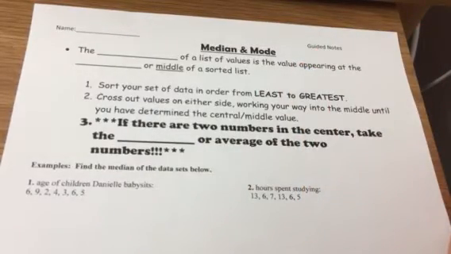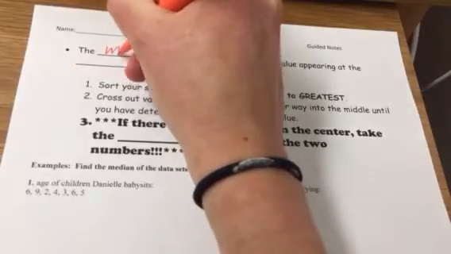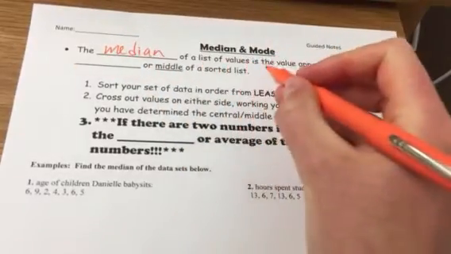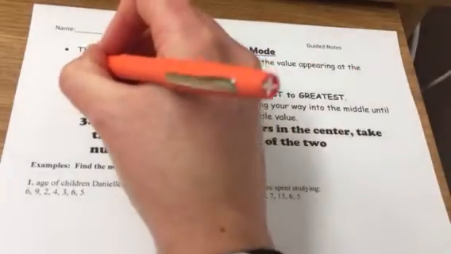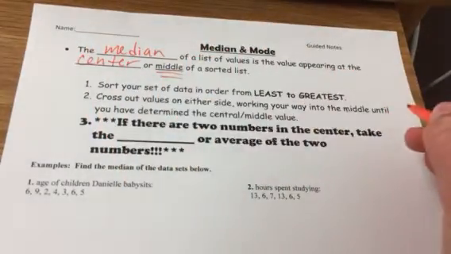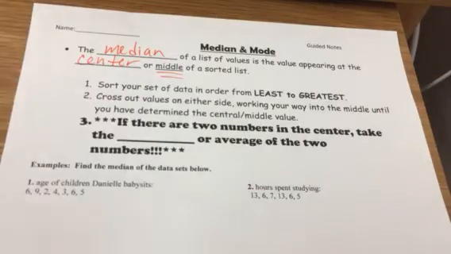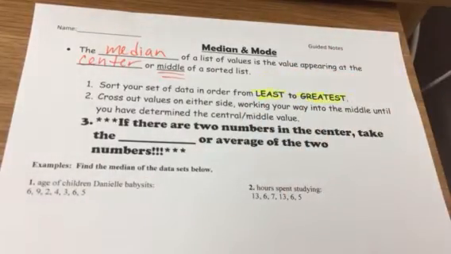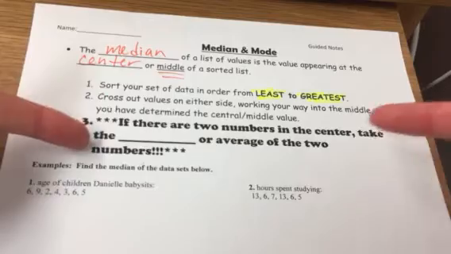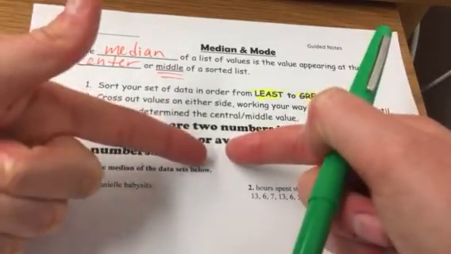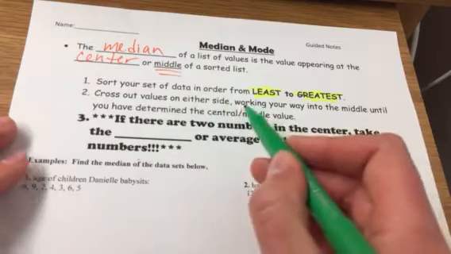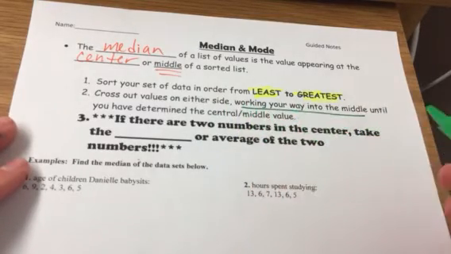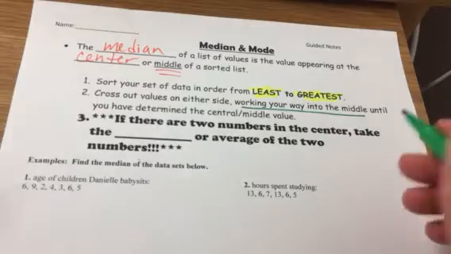So the median of a list of values is the value appearing at the center or middle of that sorted list. So the first thing we need to do is to actually sort the list, and we sort it in order from least to greatest. And then we're going to do what I call ninja work, and we're going to be crossing out numbers from the outsides in, crossing out the smallest and biggest one, working our way into the middle of the list. So we're going to cross out values on either side, working your way into the middle until you've determined that central value.